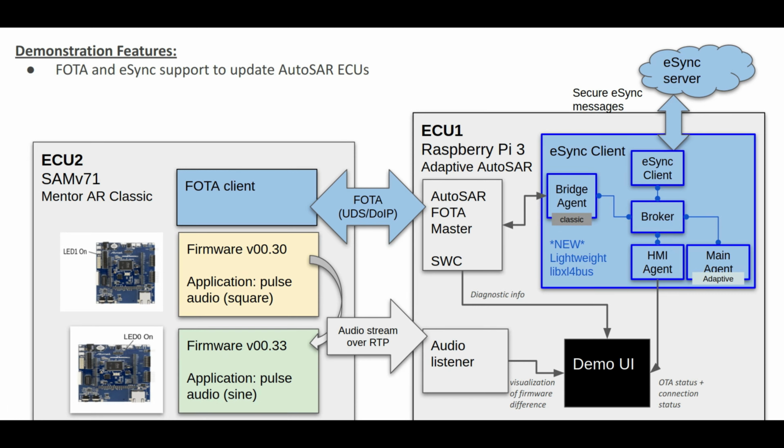In order to achieve this, the ECU1 communicates with eSync server through secure wireless communication, and the FOTA master in the ECU1 communicates with the FOTA client in the ECU2 to update the classic AutoSAR ECU. After the update of the ECU2 from version 30 to version 33, you can notice a difference in the audio data that is streamed. For example, it changes from square to sine. After the update of ECU1, we can notice a difference in the demo UI view.